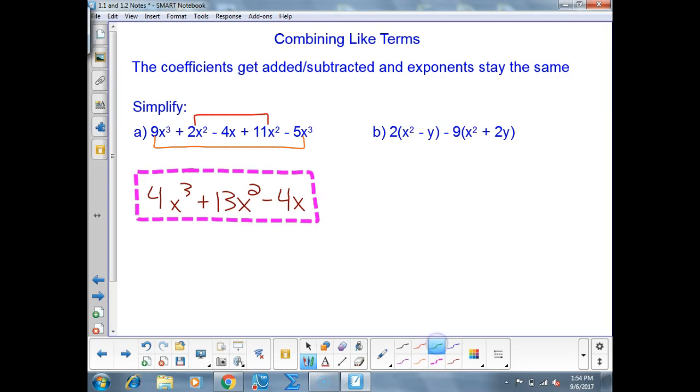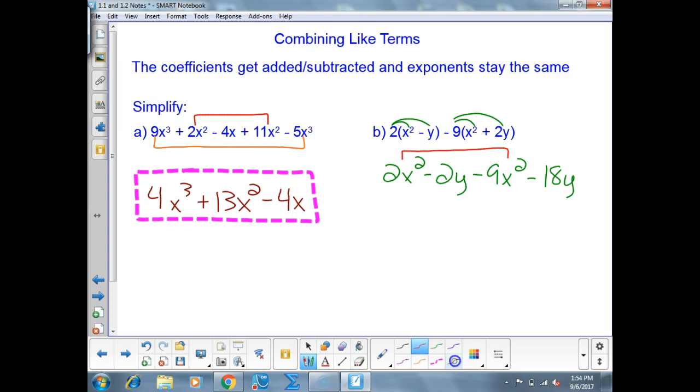First here I would distribute. And then I would distribute. Then my x squareds combine to be negative 7x squared. My y's combine to be negative 20y.